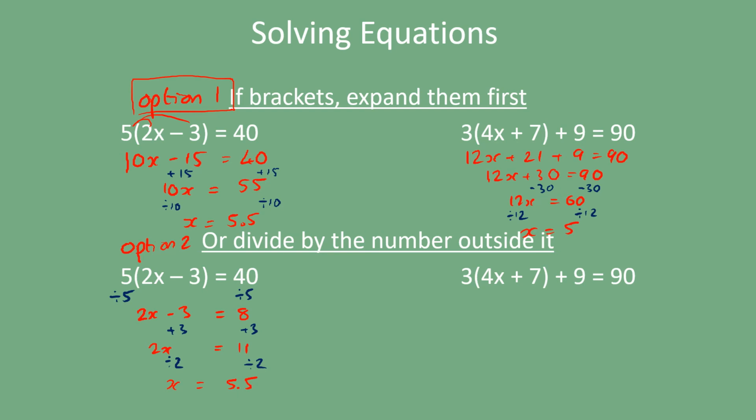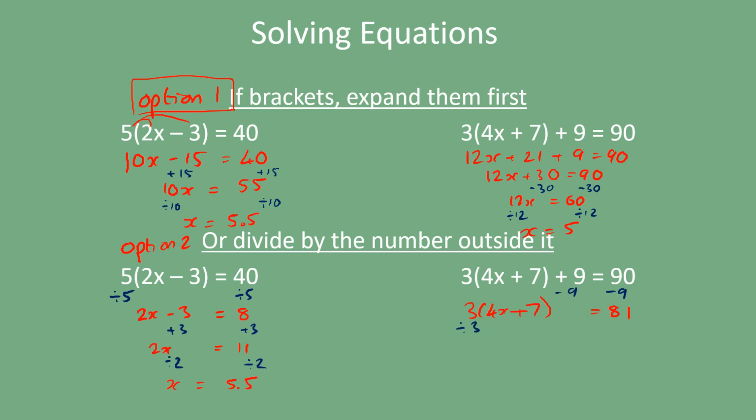What about for the second one? Well, we'd actually have to get rid of the plus 9 first, because that's even further away from the x than the 3 is. So we're going to get rid of the plus 9, then the 3, then the plus 7, and then finally the 4. This is actually a 4-step equation, but we can do it. So the first thing we're going to do is, as I said, take away the 9. This will give us 3 lots of 4x plus 7 is equal to 81.